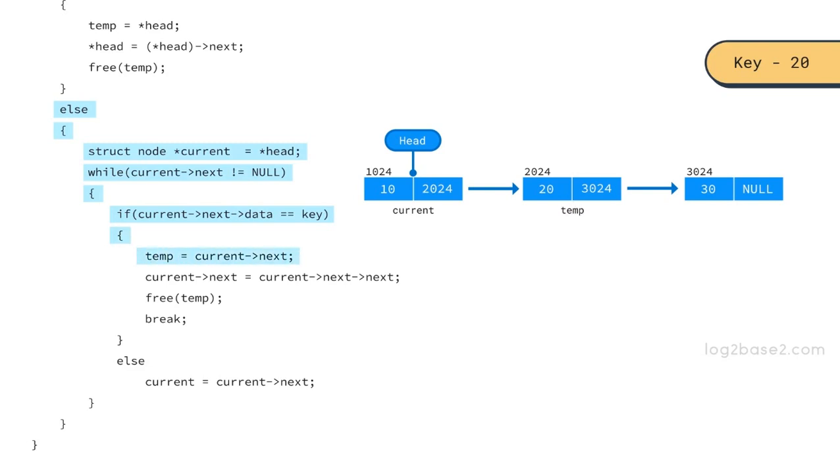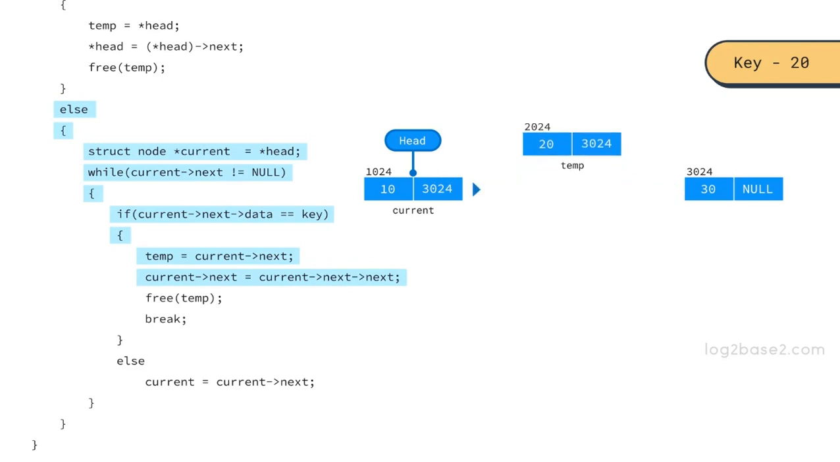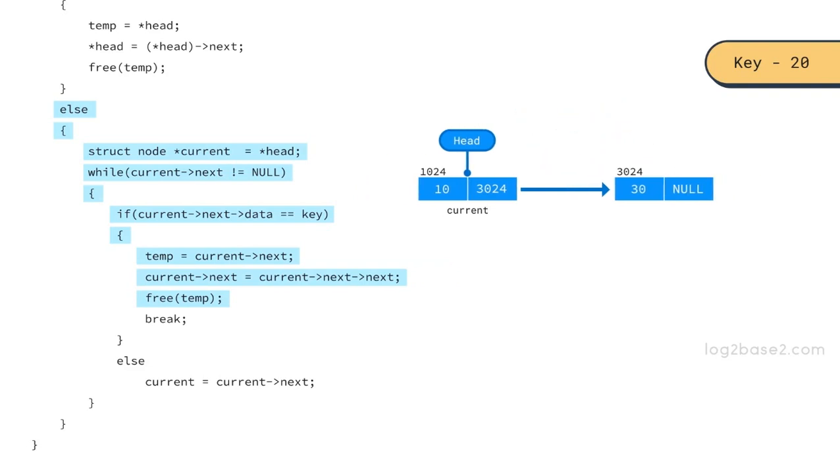Now make current next as current next next. Simply make current point to the second next node. Here in this case node 1 will have to point to the third node. Now the node is removed from the linked list and we can free temp to free up the space. And this is the resultant linked list after deletion and now we can break out of the loop.